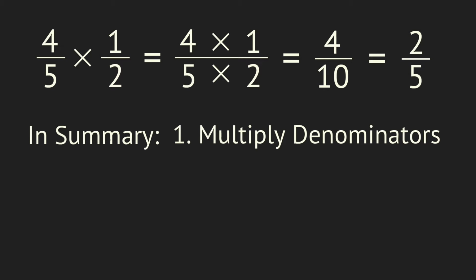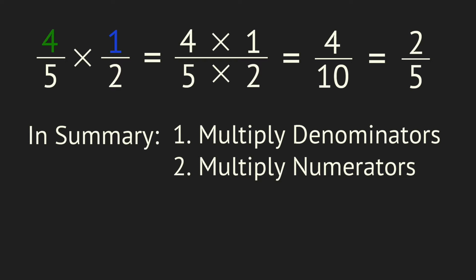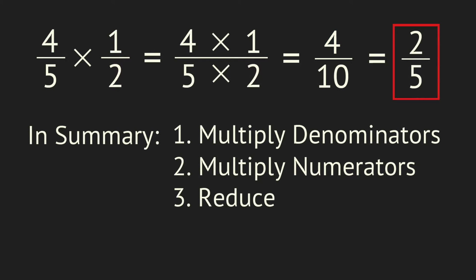First, we multiplied the denominators together to get the denominator of the answer. Second, we multiplied the numerators together to get the numerator of the answer. Third, we reduced the fraction. This is the usual way to multiply fractions. These 3 steps will work when multiplying any two fractions together.